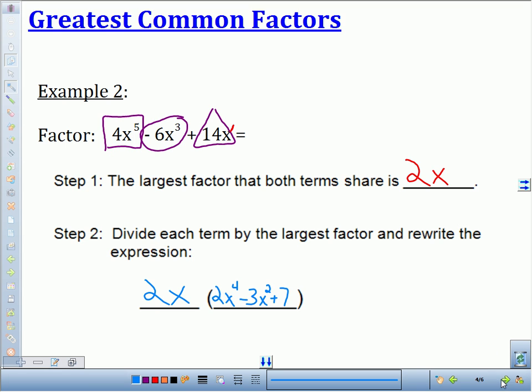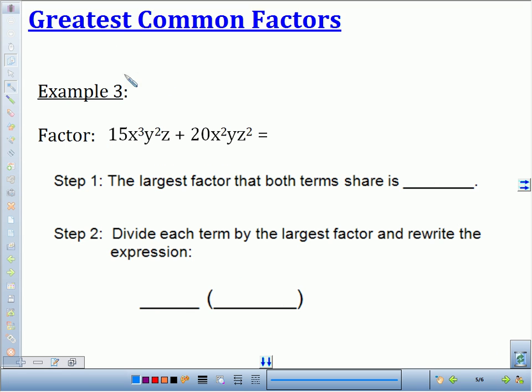All right, we're going to look at one last example here. A little bit more complicated now, but still perfectly doable. Again, we want to find the largest factor that all the terms share. Actually, in this case, it should be both, shouldn't it? There are only 2 terms that they both share.